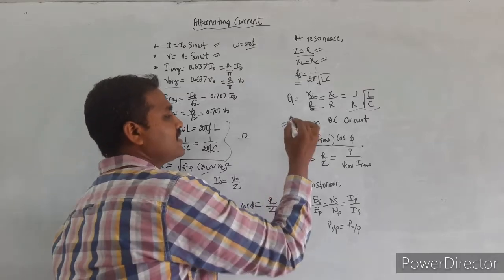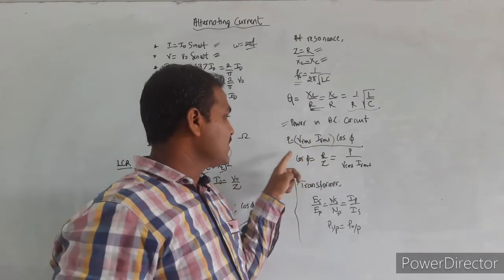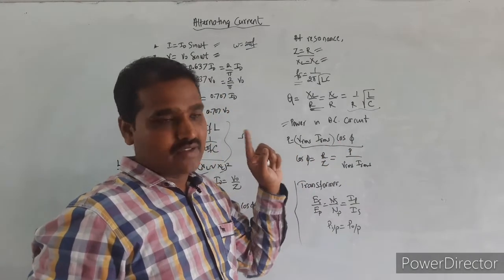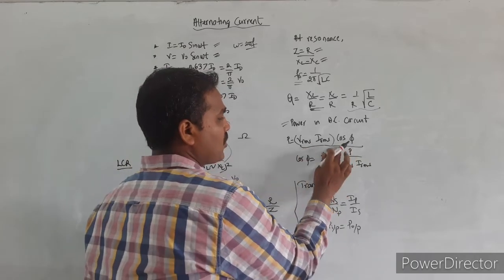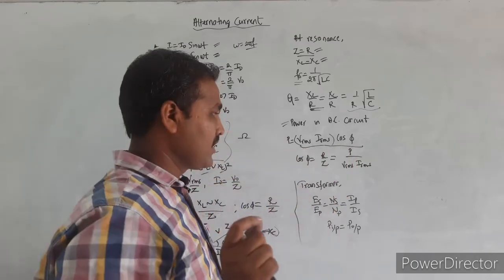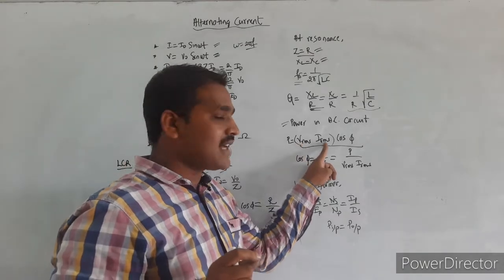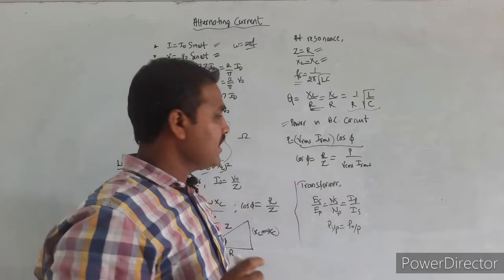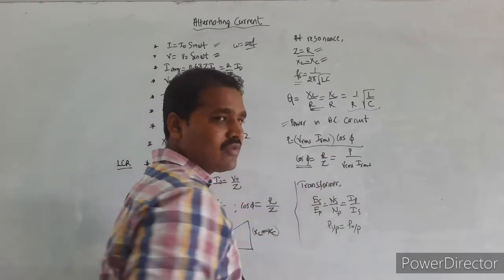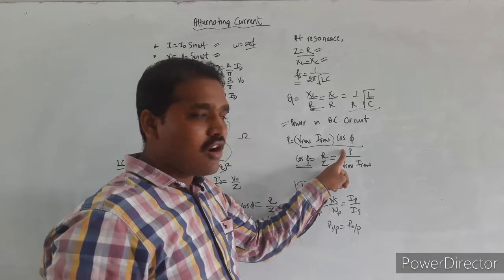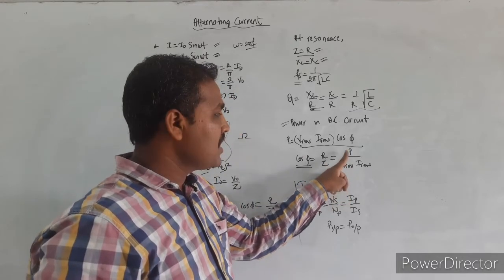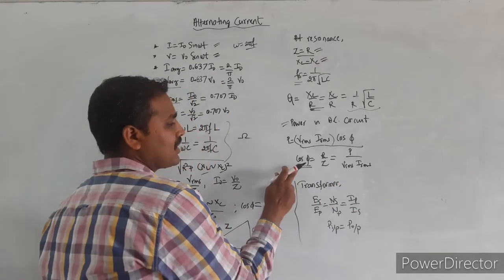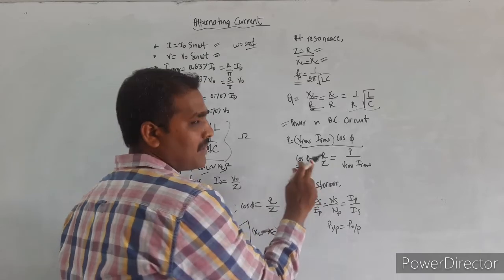In general, the power in an AC circuit is given by P is equal to VRMS into IRMS into cos phi. This total product is called true power. The product of VRMS and IRMS is the apparent power or virtual power. Then cos phi, the power factor, is defined as the ratio of true power and apparent power, or P divided by VRMS into IRMS. By the impedance triangle, I can also write the power factor is equal to R divided by Z.